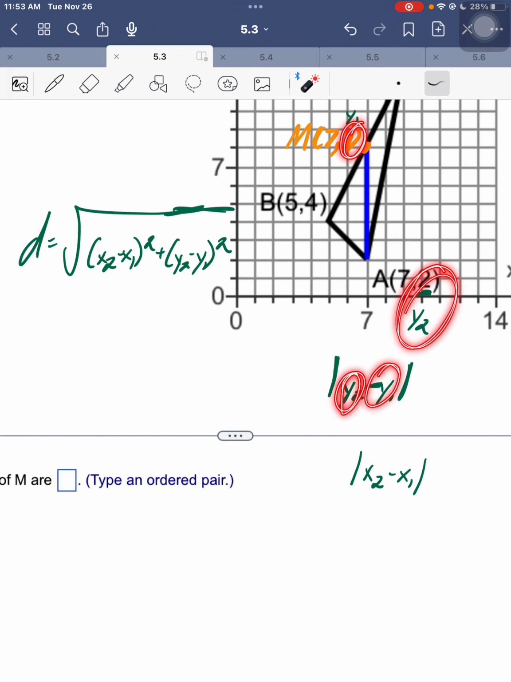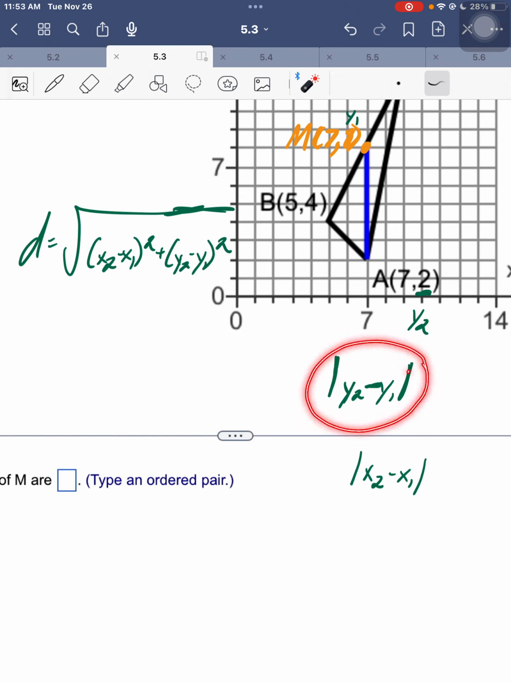y2, what is 2 minus 8? It is negative 6. And what's the absolute value of negative 6? 6. So my answer is 6. And I also could have just counted 1, 2, 3, 4, 5, 6. But I wanted to show you guys how you can use the simple distance formula.